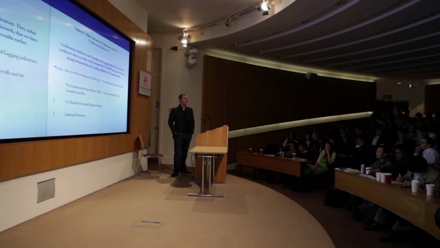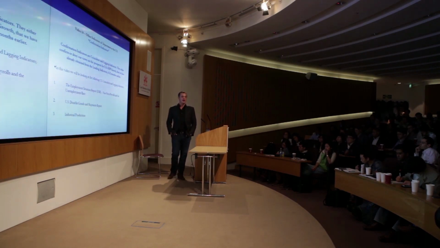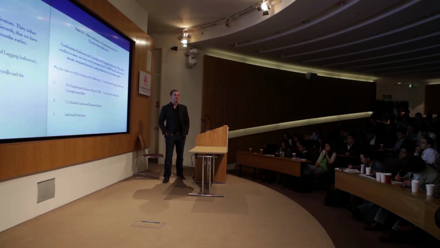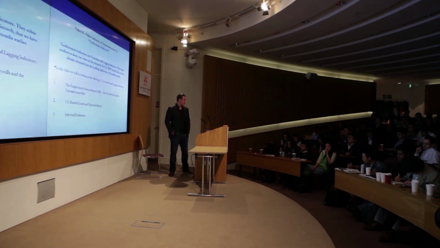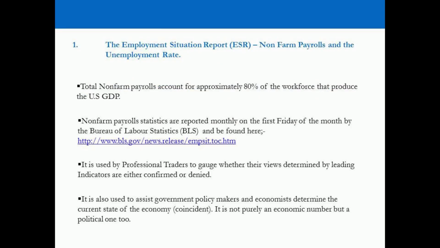Okay, let's go through confirmation indicators. So, indicators that come out each month that confirm or deny our views. The first one we'll look at is the employment situation report. That's where we get non-farm payrolls and the unemployment rate. Second one we'll look at is US durable goods and shipments. Third, industrial production. They're all coincident indicators. They tell you what's happening in the economy now.